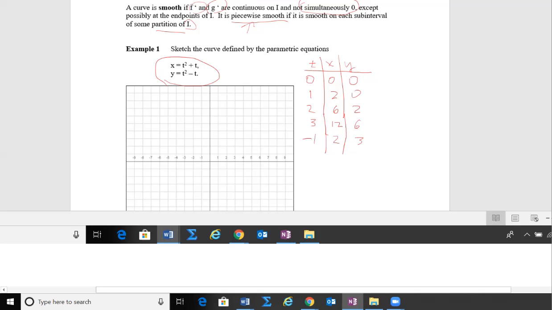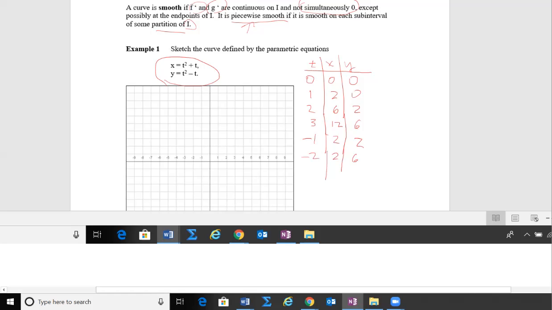With t equals -1, that'll be 1 plus 1 is 2. Let me fix that. That's 2 over there, because 1 minus a -1 is 2. Let's do one more, -2. We have -2 squared, that's 4, minus 2 is 2 for the x, and 4 plus 2 is 6 for y.